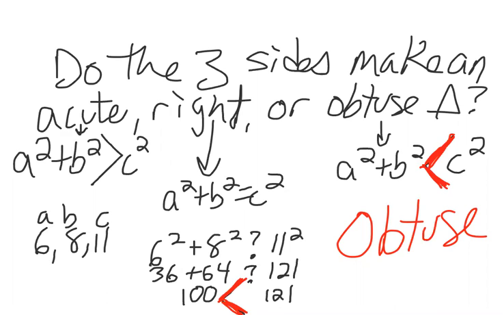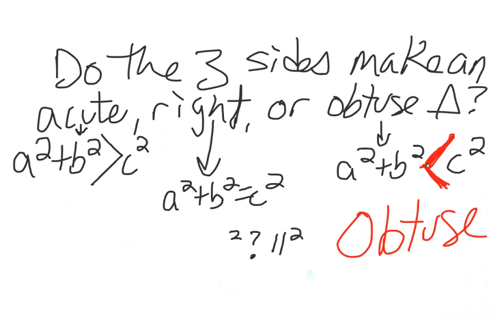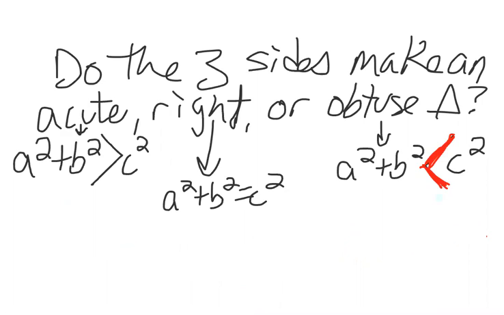Let me give you one more. You try it. What if your 3 sides were as follows? How about, trying to pick a good one, but whatever. How about 7? How about 7, 8, 9?